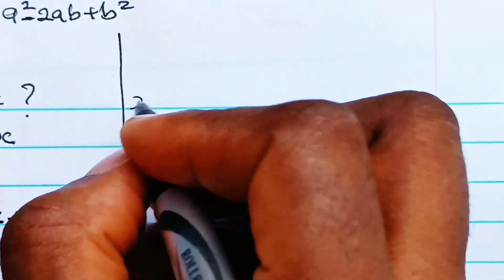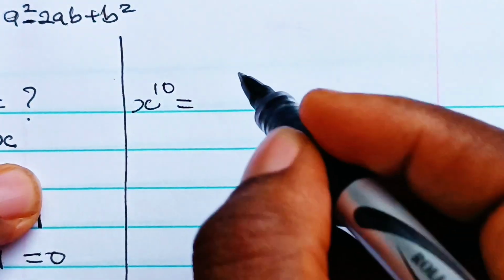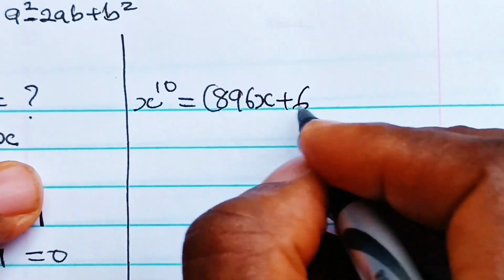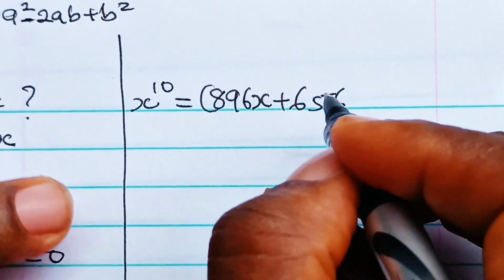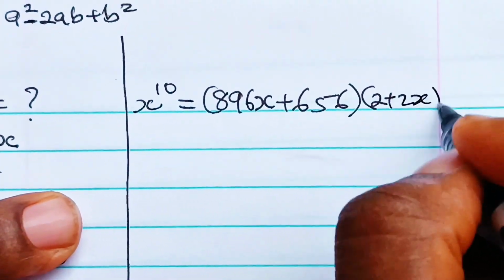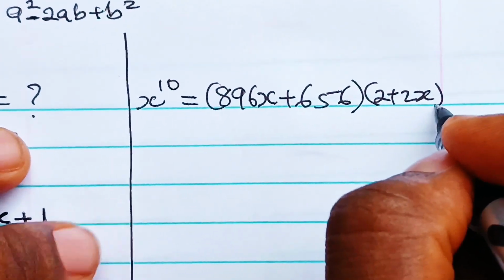Now I'm going to write what we have. Now what we have is that x to the power of 10 is equal to 896x plus 656, multiplied by our x squared, which is 2 plus 2x. So this is where we are right now.